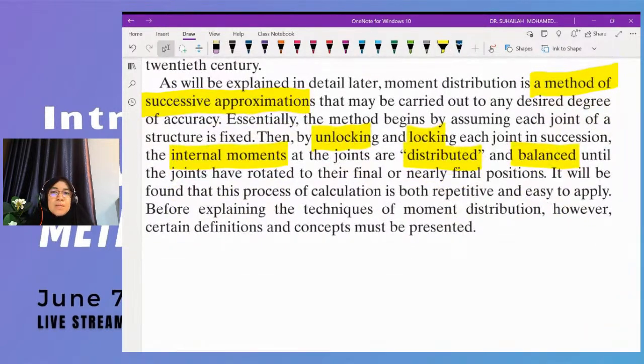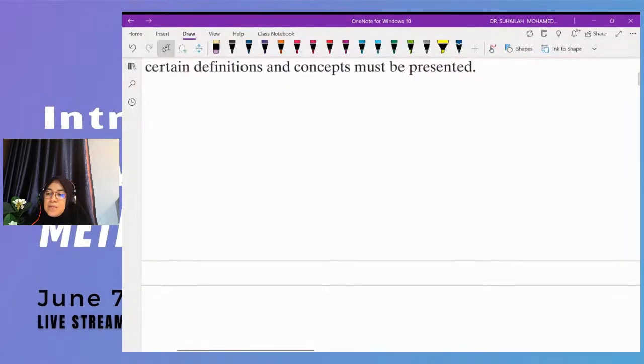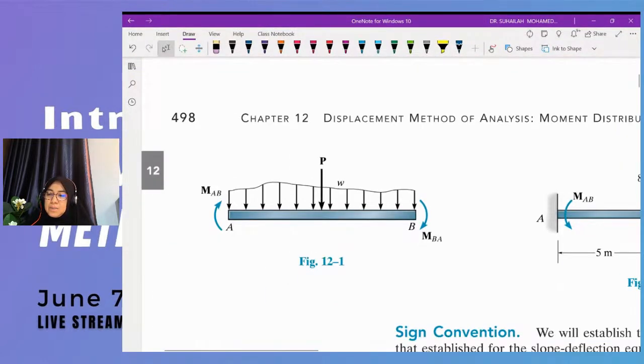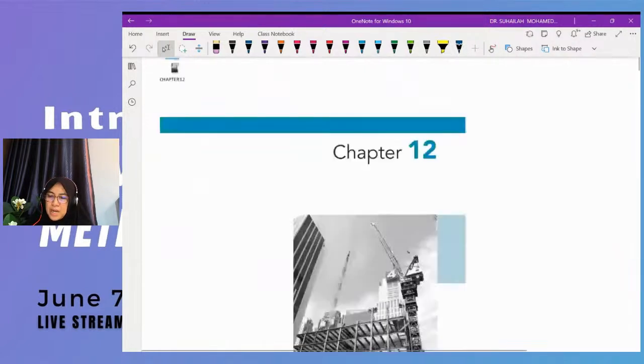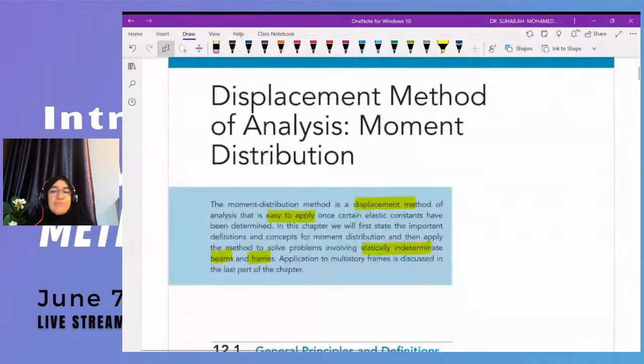Under the moment distribution method, the process of calculation is repetitive. Repetitive means there are two main steps in the table: distribute moment, balance moment. We have to repeat the process until the moment reaches zero. This method is easy to apply, and it is used worldwide to analyze beams and frames.